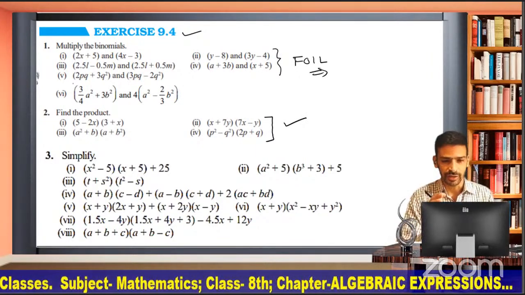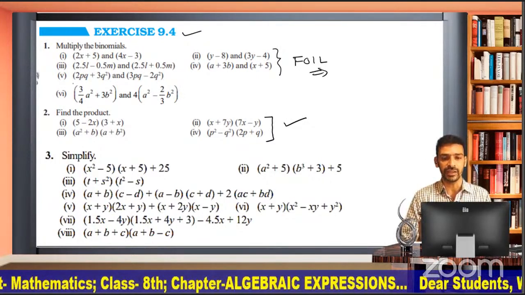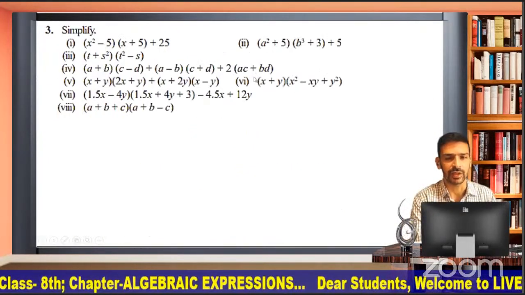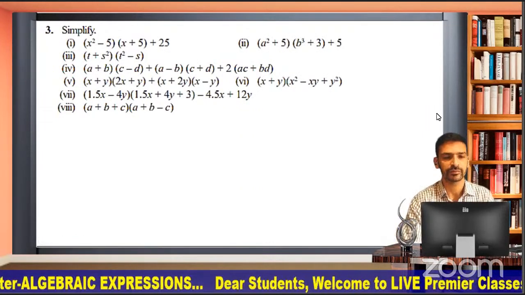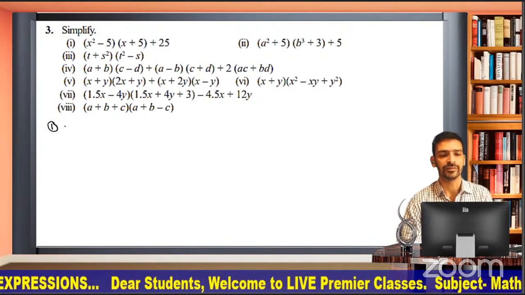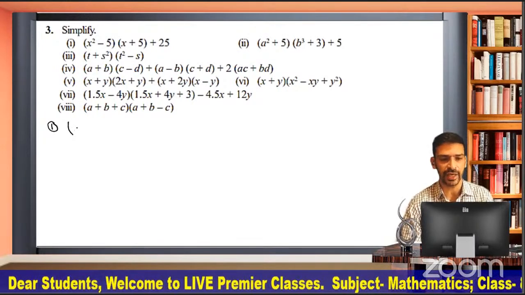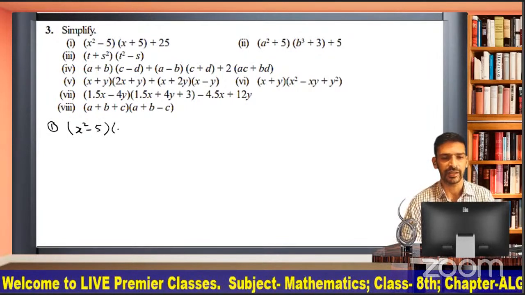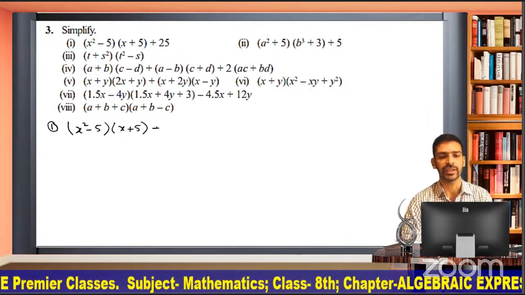And be sure the question number 3, these parts of question number 3 are important और ये एग्जाम में दिए जाते हैं. हम इस प्रोसेस को यहाँ इस्तेमाल और एम्प्लॉय कर रहे हैं. Now let us do it. We have part 1. Expression क्या है? Expression is x square minus 5. And another expression we have x plus 5 and we have plus 25.